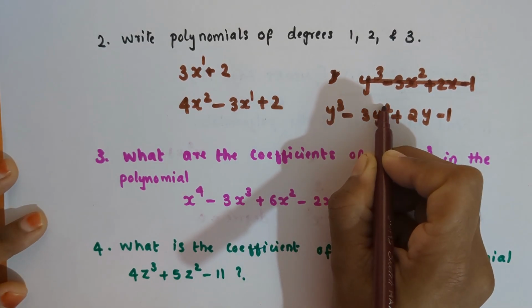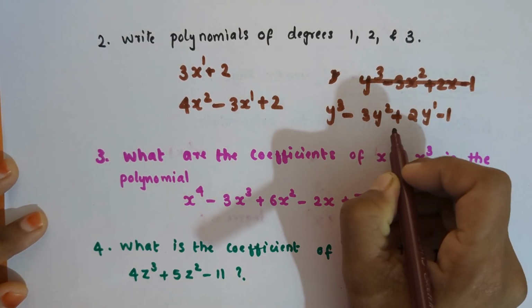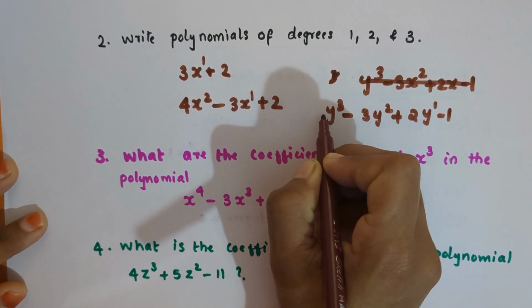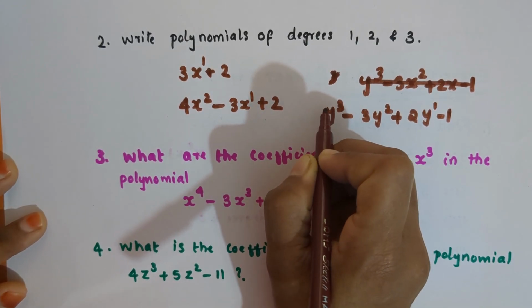For this y, its power is 2. For this y, it is y raised to 1. But the highest power of the variable is 3 here. So this is a polynomial of degree 3.